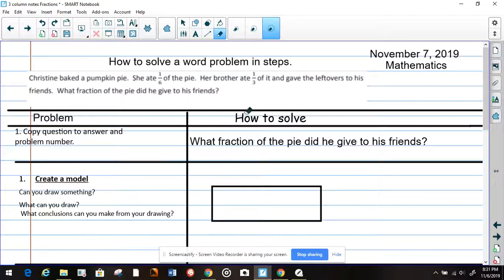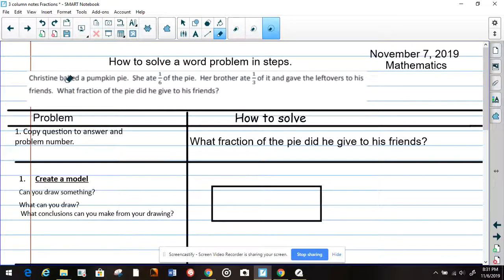Today we're looking at how to solve a word problem using a template. And this template is already selected for us. We have to look at a problem, copy the question, which I already did. It's right here. What fraction of the pie did he give to his friends? Let's look at the problem.